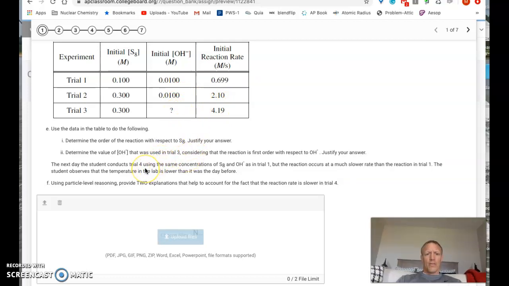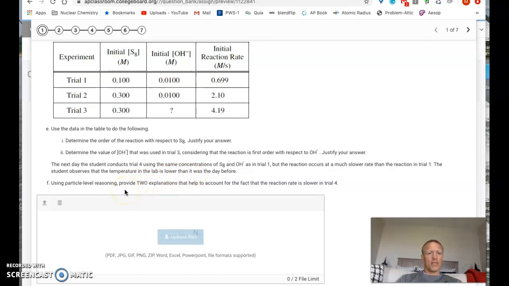Next day, the student conducts trial 4, which is not on this chart, obviously, using the same concentrations of S8 and OH negative as in trial 1, but the reaction occurs at a much slower rate than trial 1. So we're using these concentrations, but they end up with a much slower rate than this right here. Student observes that the temperature in the lab is lower than it was the day before.